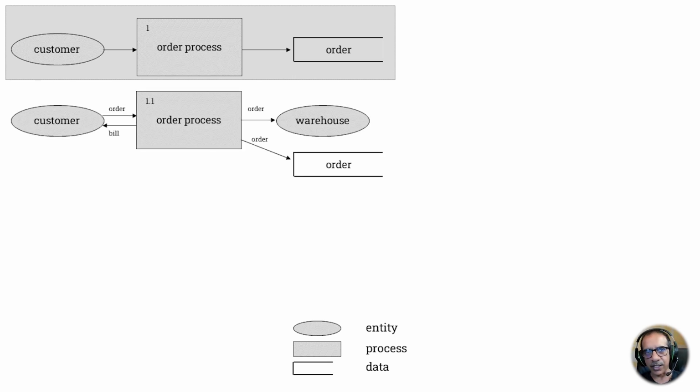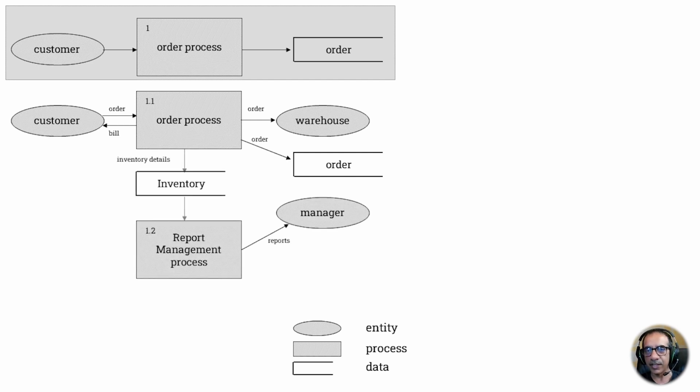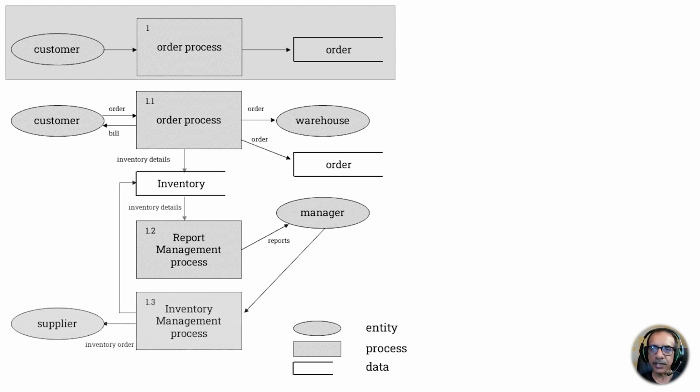Continuing with our DFD creation, we detail a little now. The customer places an order in the order process system, which in turn creates an order data, passes it to the warehouse system. Furthermore, the order process updates the inventory data. A report management process reads this inventory data and notifies the inventory manager about a change in the inventory. The inventory manager requests the inventory management process, which in turn notifies the inventory supplier. Hope it is clear now.